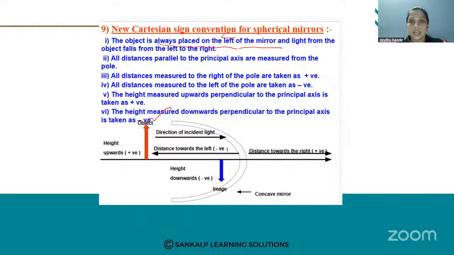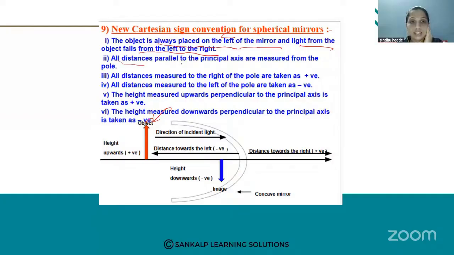Okay. Next, light from the object falls from left to right. Why? Because the object is placed on the left side, so the light also falls from the object from left to right. Okay, it falls here and moves towards the right. So the first thing is that the object is always placed on the left side of the mirror. It may be a concave mirror or a convex mirror, but this object position is fixed, that is, the left side of the mirror. Okay. Let us see the second point.